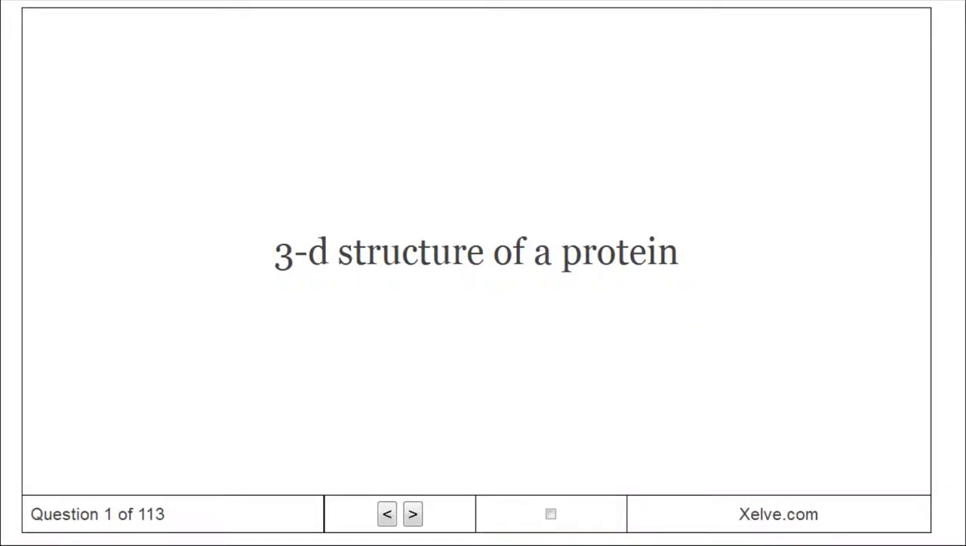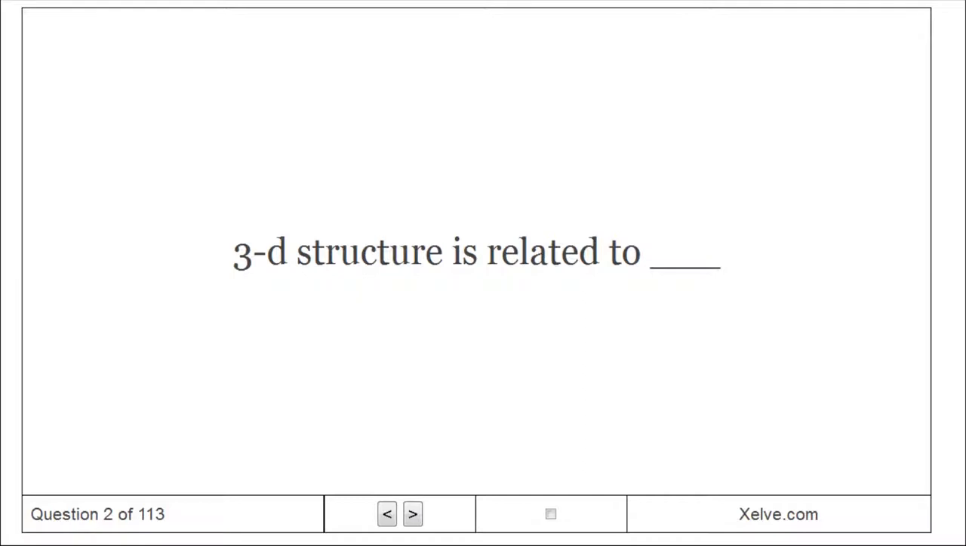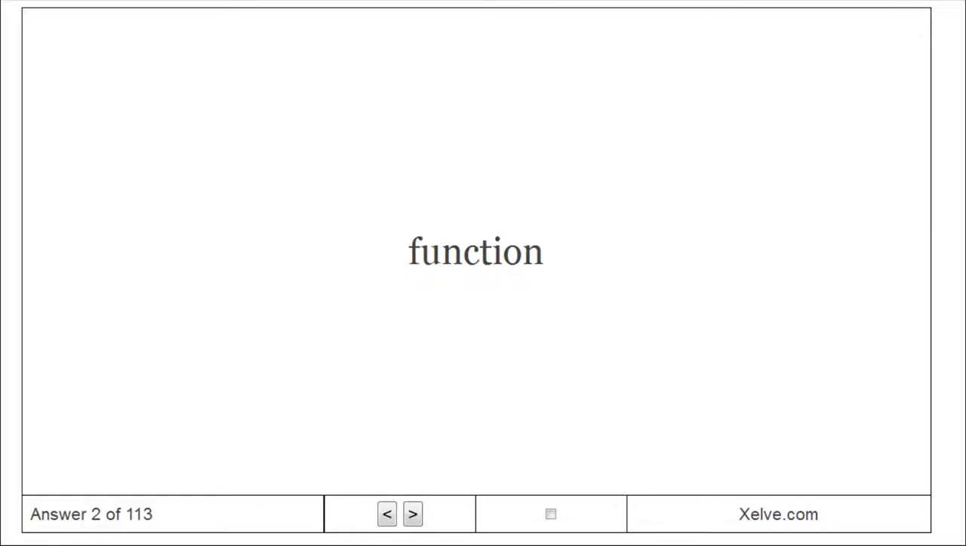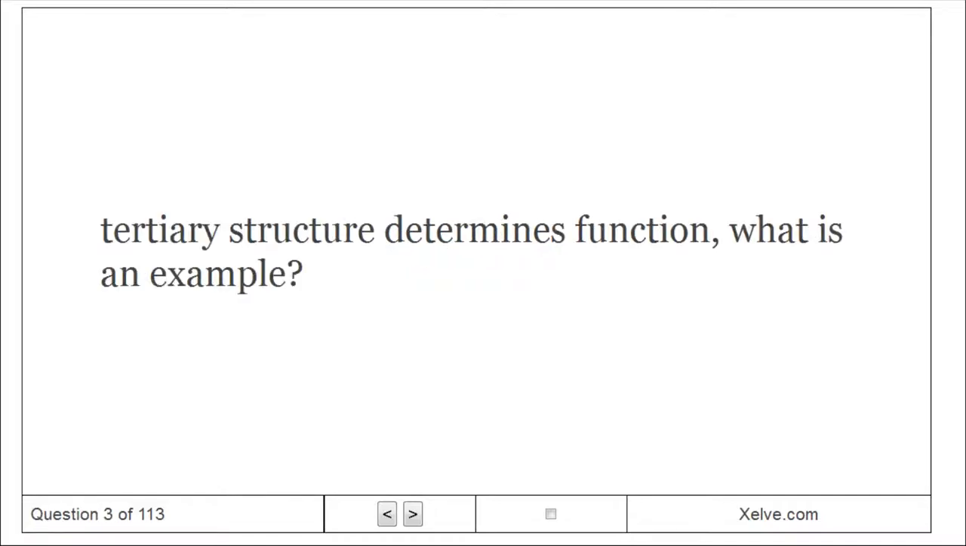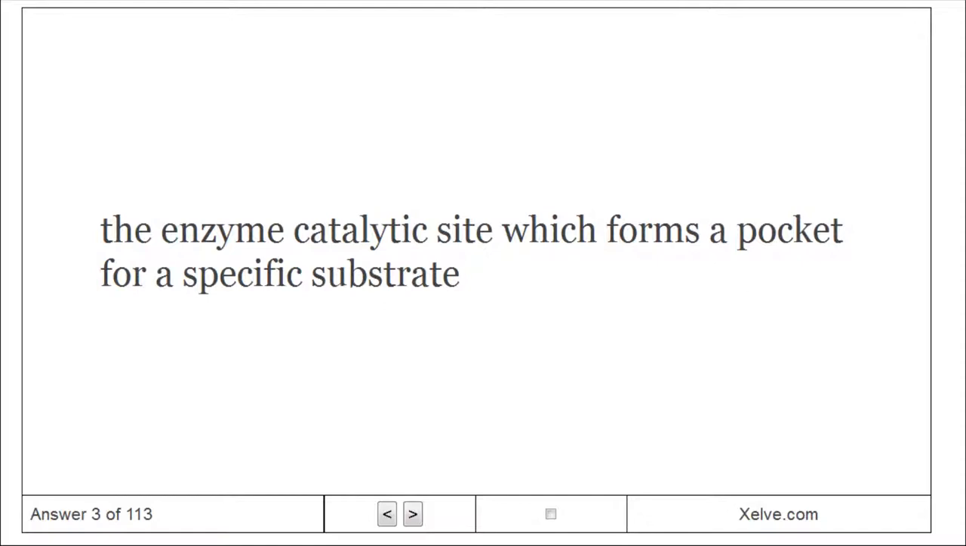3D structure of a protein. Tertiary structure. 3D structure is related to blank. Function. Tertiary structure determines function. What is an example? The enzyme catalytic site, which forms a pocket for a specific substrate.